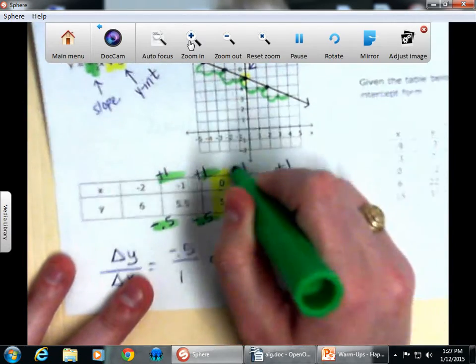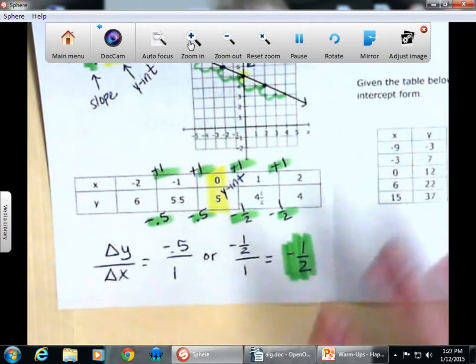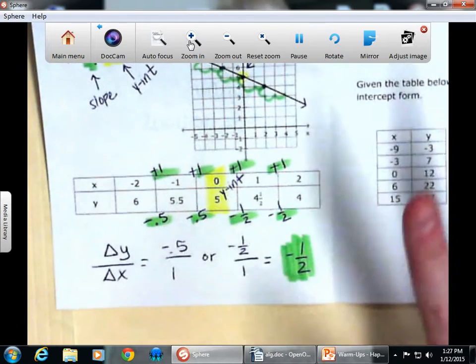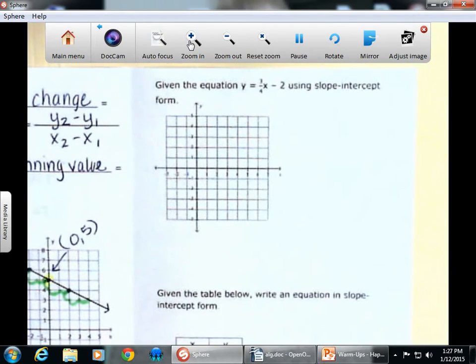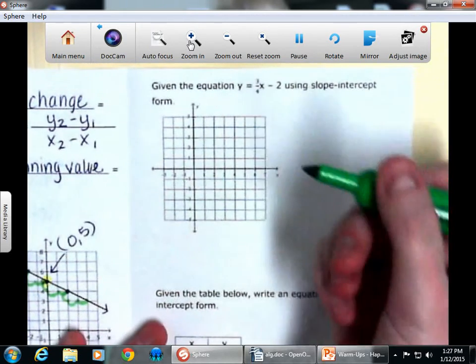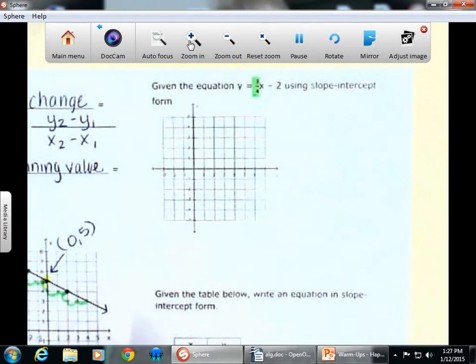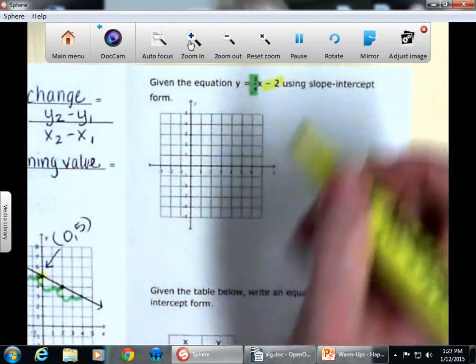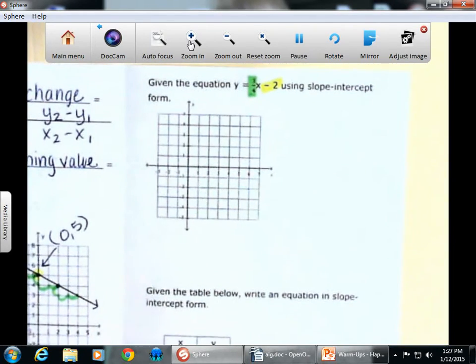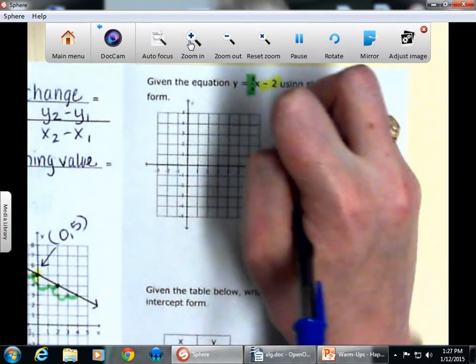Okay, so now that we've done a quick review, we're going to actually do two problems together. If you go to the top of the next page, it says, given the equation y equals 3/4 x minus 2, using slope-intercept form, I want you to graph it. So let's first highlight our slope, which is right here in front of the x, the 3/4. And then my y-intercept is the number behind it, a negative 2. So I know that m is 3/4 and b is negative 2.